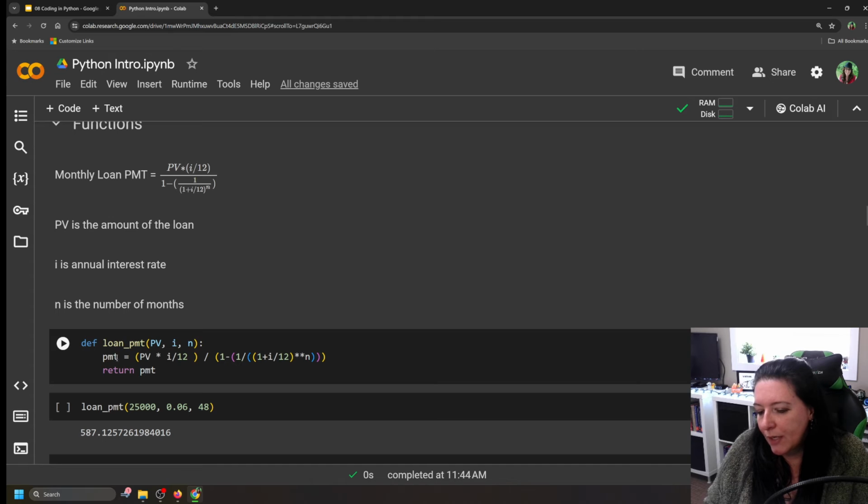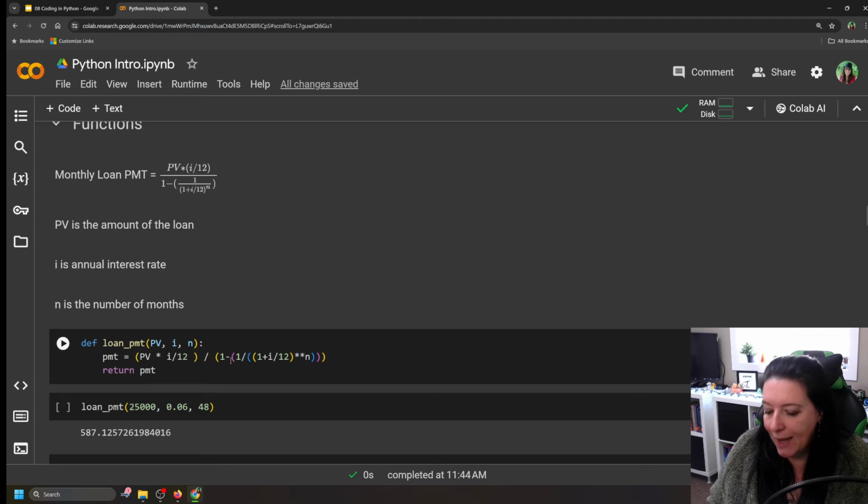So the payment calculation is going to be present value times, so that's our star for times, interest divided by 12. So we take the annual interest rate and we divide it by 12 months to find out how much interest per month. And then we put all of that in parentheses because we want that calculated together. And then we divide by, and then we put what's on the bottom of the formula, all in parentheses, so it's done together.